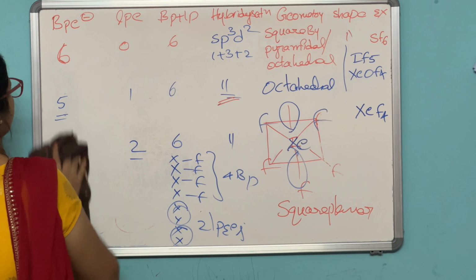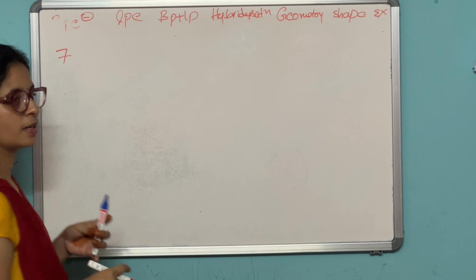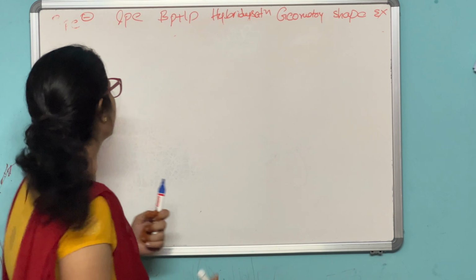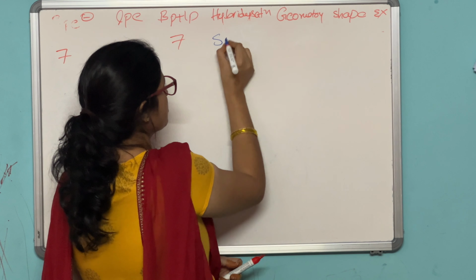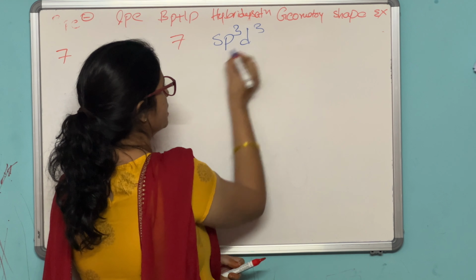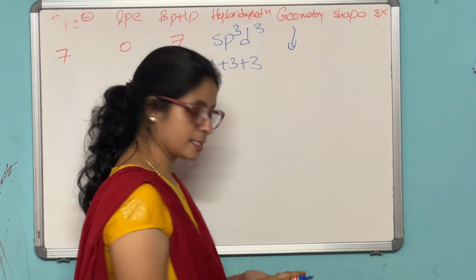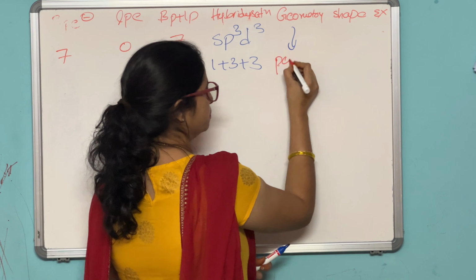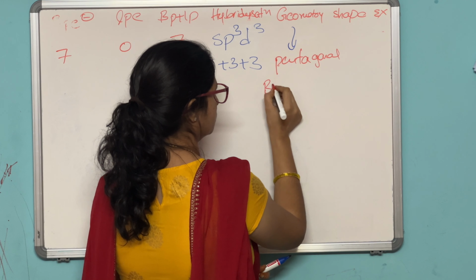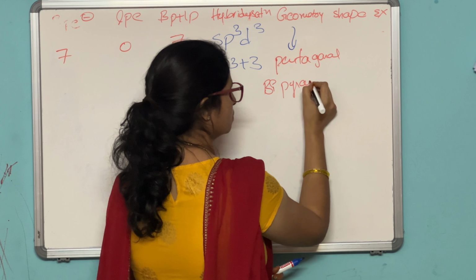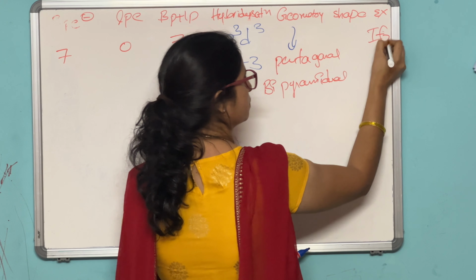Now, if the bond pairs of electrons are 7, we have come to the end of this topic. So lone pairs are 0, bond pairs plus lone pairs is equal to 7. sp3d3 hybridization, 1 s orbital, 3 p orbitals and 3 d orbitals, and the geometry, I told you, is pentagonal bipyramidal. Best example for this one is IF7.